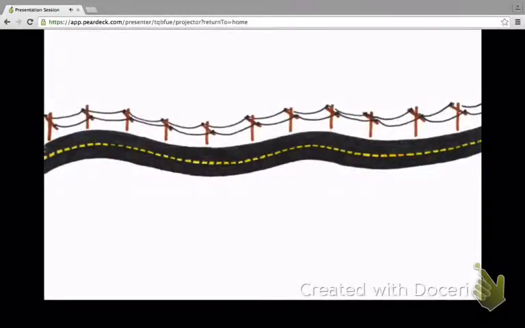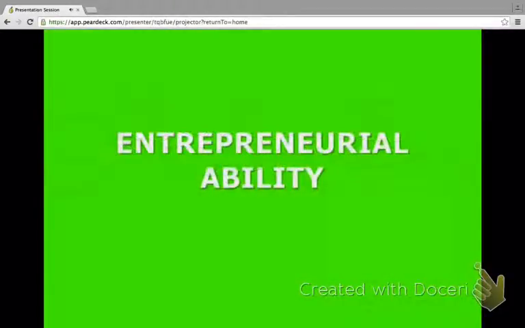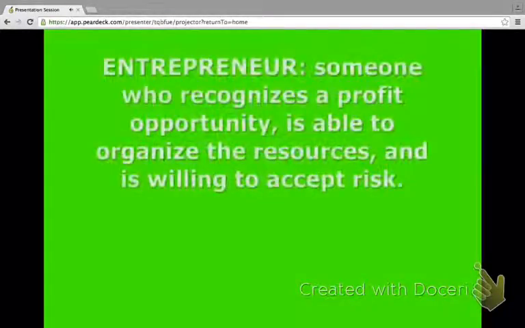The last major resource category is entrepreneurial ability. What, or rather, who, is an entrepreneur? An entrepreneur is someone who, first of all, is able to recognize a profit opportunity. Second, is able to organize the other factors of production, another phrase for resources. And third, is willing to accept risk.